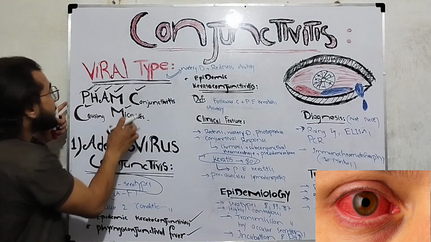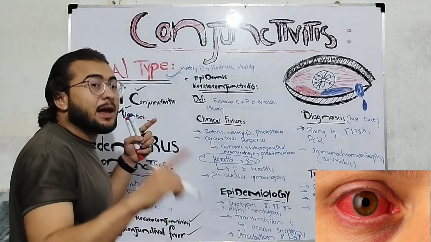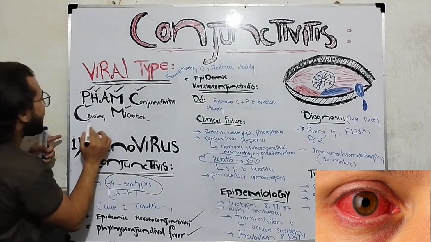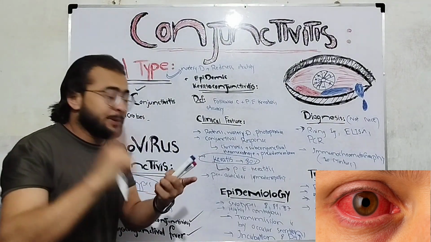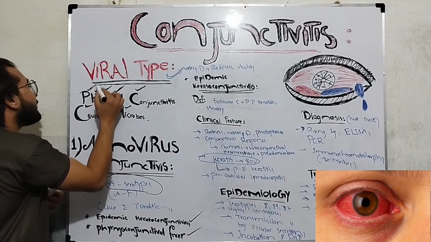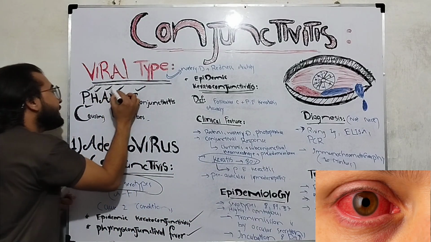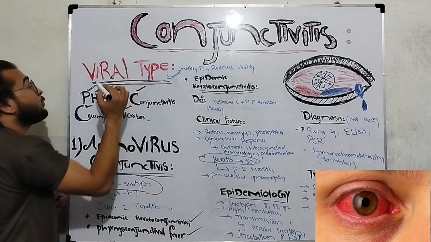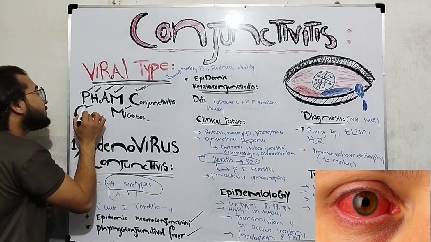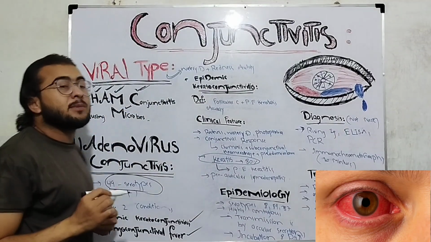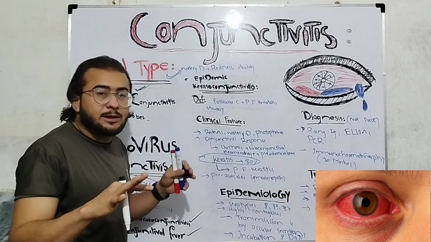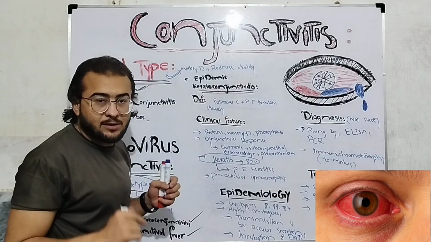Okay? The viruses which are causing conjunctivitis, I have made a mnemonic for them, which is form conjunctivitis causing microbes. Each capital letter of this mnemonic represents a virus. So: picornavirus, herpes simplex virus, adenovirus, measles virus, coronavirus, chickenpox virus, and molluscum contagiosum virus. These are the viruses which are mainly involved in different types of viral conjunctivitis.